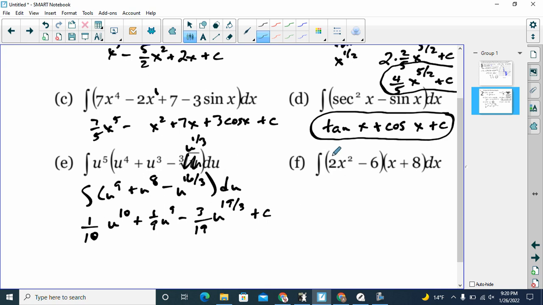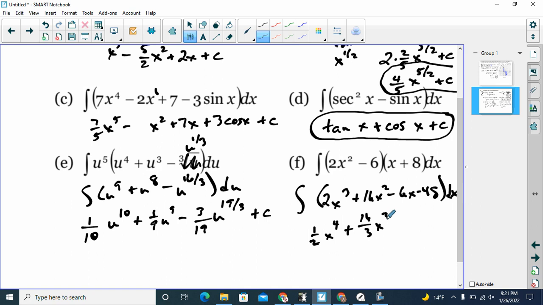And part F, we need to FOIL first. Gives me 2x cubed plus 16x squared minus 6x minus 48. And then we can use the power rule. It should be 2 over 4, or 1/2, x to the 4th plus 16 over 3 x cubed minus 6 over 2, or 3, x squared minus 48x plus c.